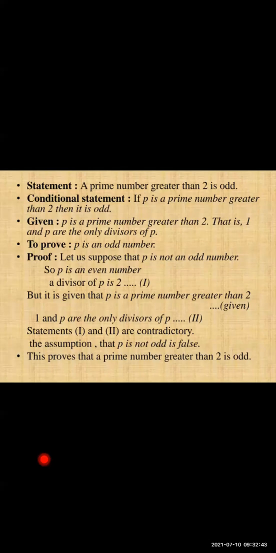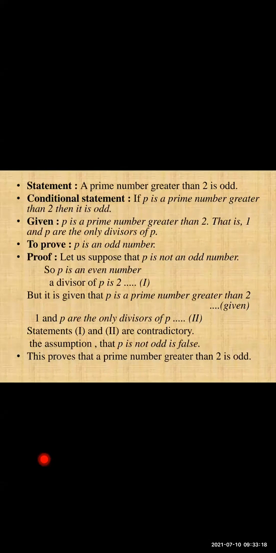That is not true means what? That "P is not odd" is false. Not true means it is false. Therefore, the assumption we have taken, that P is not an odd number, is false. So P is an odd number. So this proves that a prime number greater than 2 is odd. So what do we get from the proof? That a prime number which is greater than 2 is always an odd number.